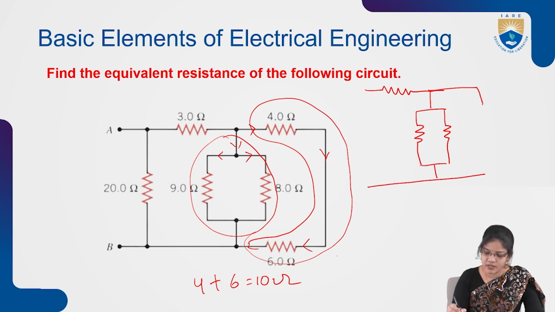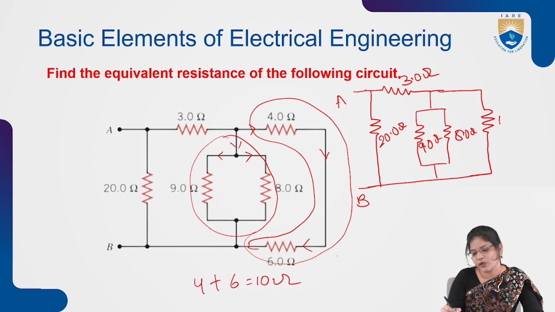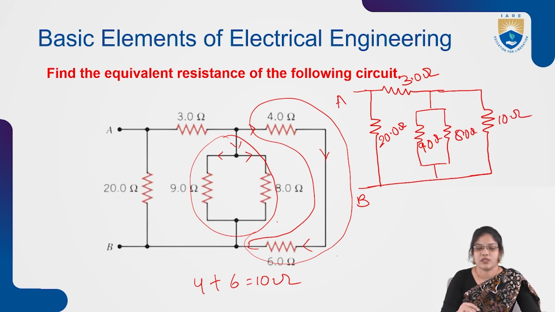So the reduced series network will be connected in parallel with this circuit, and the other resistance will be taken as it is, at terminals A and B. Here the resistance value is taken as 10 ohms. Here it will be 3.0 ohms, and here 9.0 and 8.0, and the calculated resistance will be 10 ohms. So now we have reduced these two series networks.